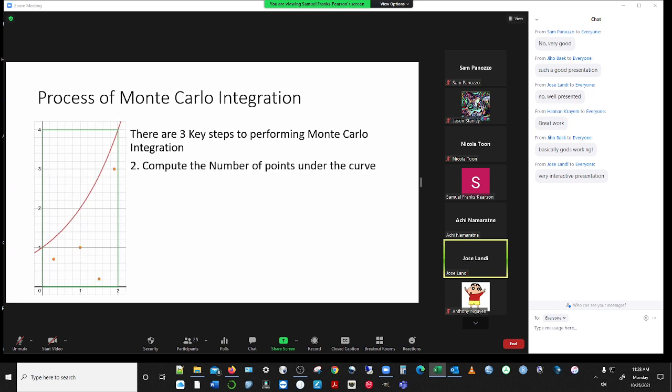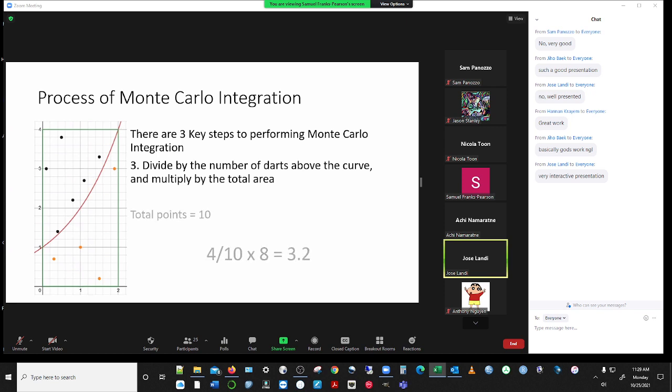The second step is to compute the number of points in the area you want to find the size of. In our example, there are 4 points that lie under the curve, now shown in orange. The third step is to divide the points under the curve by the total number of points and then multiply by the total area. We have 10 points in total, so we divide 4 by 10 and then multiply 8 to get 3.2.